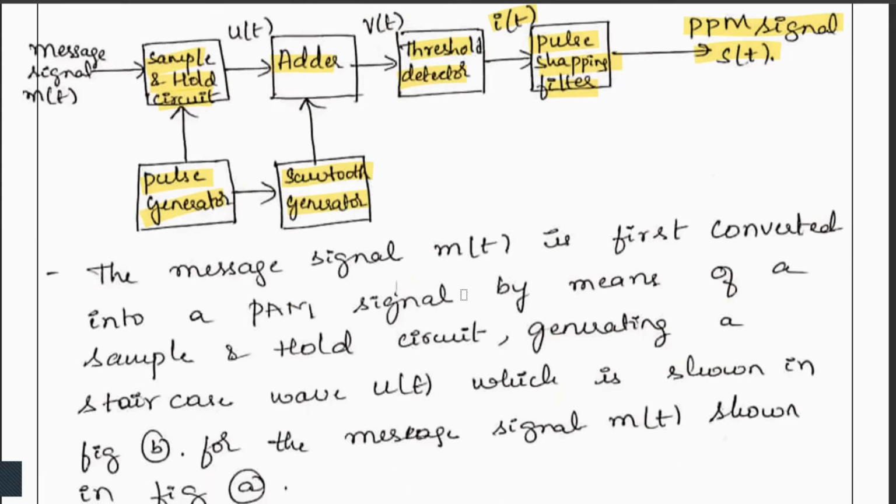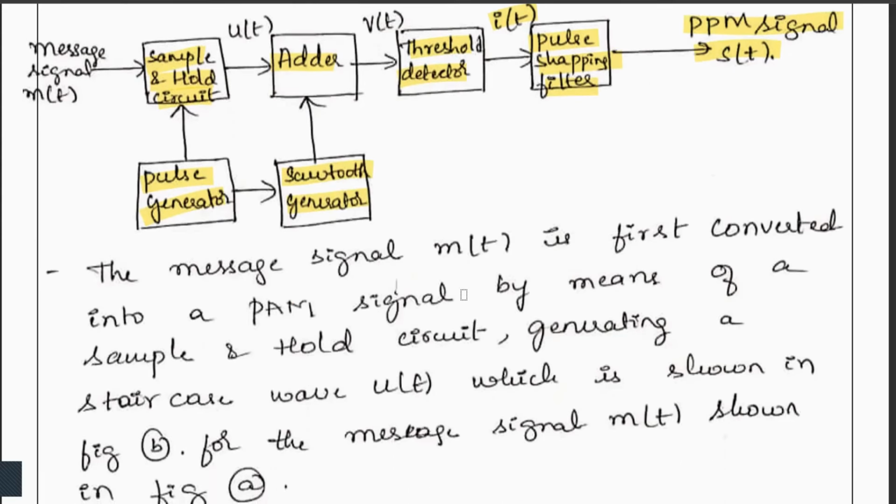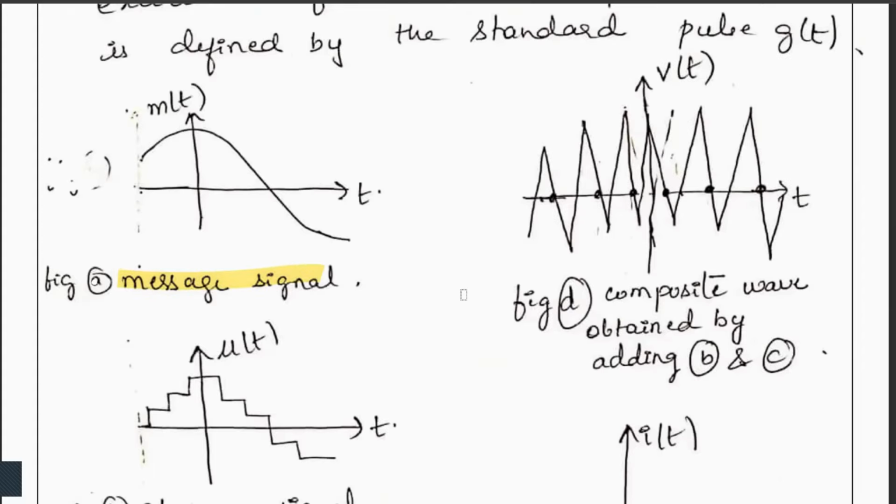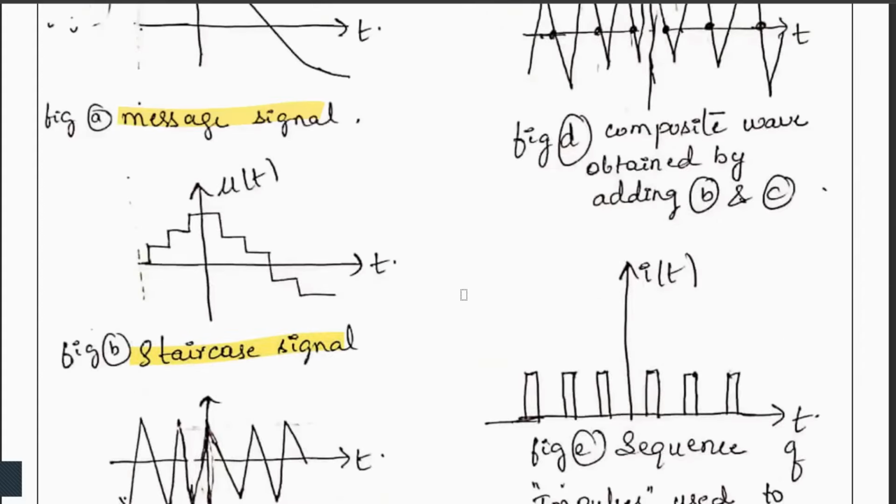The message signal m of t is first converted into a PAM signal by means of what? The sample and hold circuit, the first one. So m of t is converted, generating a what? A staircase wave. We get a staircase wave u of t, which is shown in figure B for the message signal. Finally, in the second step, we get the staircase signal.